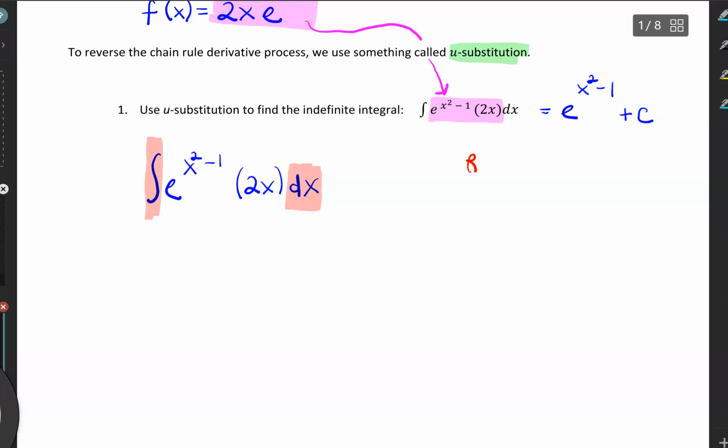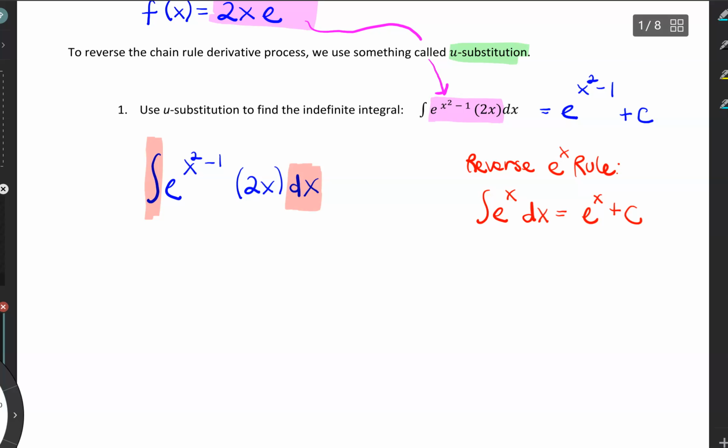So this is our rule. We want to use the reverse e to the x rule. So let me write it out. The reverse e to the x rule said if you have e to the x dx, then when you reverse it, you get e to the x plus c. That's our generic rule.